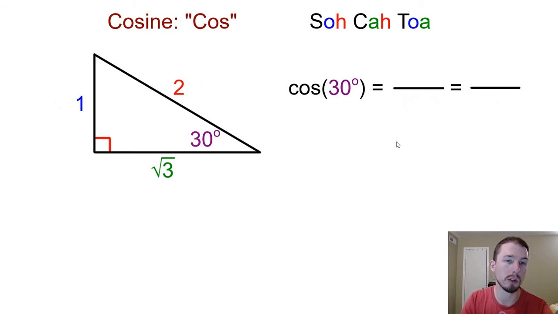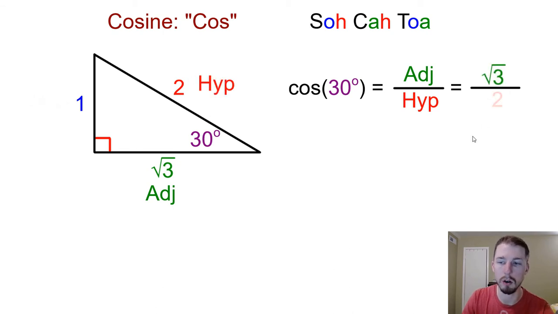The next one we have is cosine, which is abbreviated COS. Cosine stands for the ratio of the adjacent to the hypotenuse. The side that's adjacent to 30 degrees is the one next to it, not the opposite one and not the hypotenuse. And then the hypotenuse would be, of course, the 2. So that's going to be radical 3 over 2.